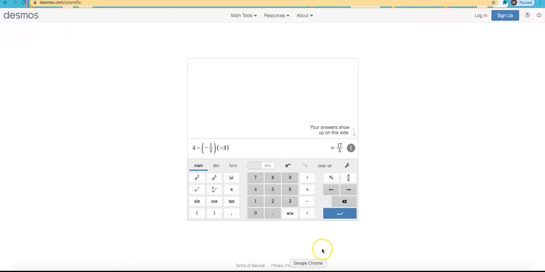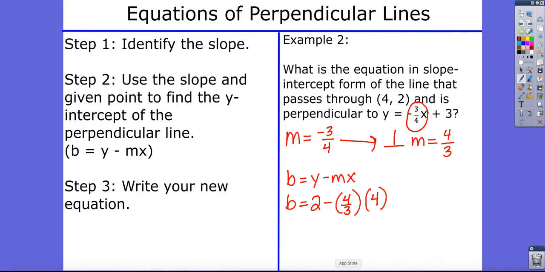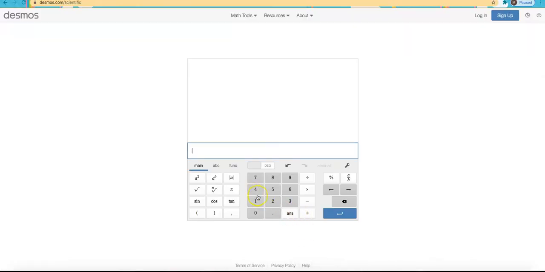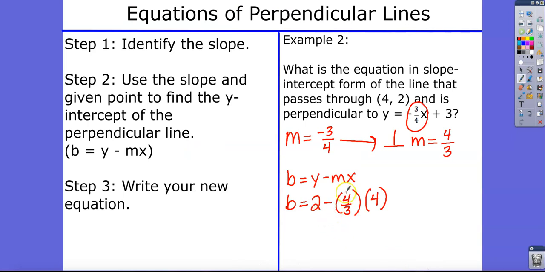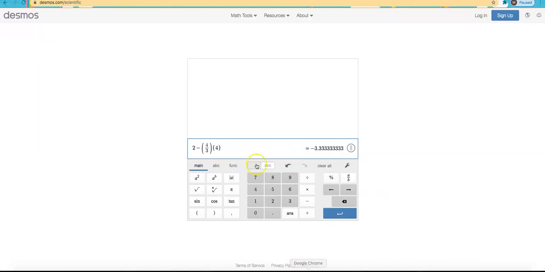So I'm going to go to my Desmos screen. I'm going to clear this. We just click clear all. 2 minus 4/3 is 4. So 2 minus parentheses, the fractions over here on the side, a/b. 4/3, close parentheses, and make sure you're putting this big parentheses, okay? Parentheses, 4. And I'm just going to double check that I did type it correctly. 2 minus 4/3 times 4.